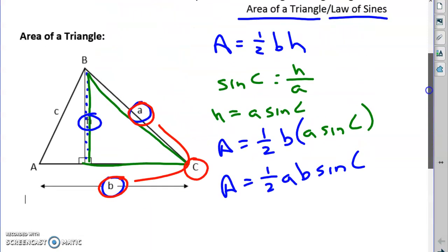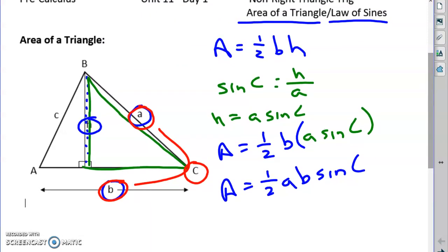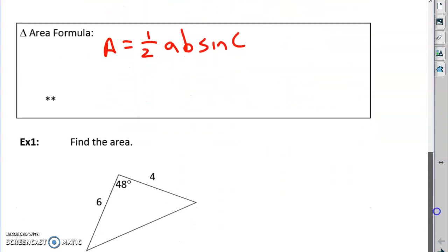Obviously, we could have used any corner. If we used corner B, we would have said 1/2 of C times A times sine of angle B, or 1/2 of C times B times sine of angle A. Let's take that formula and use it.